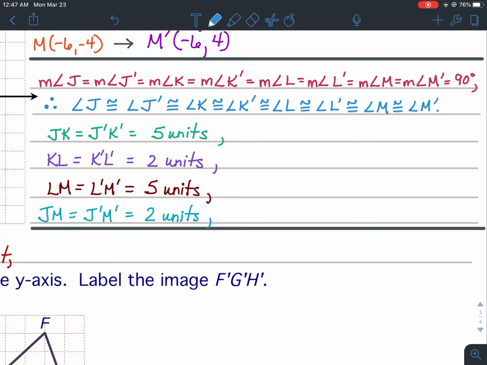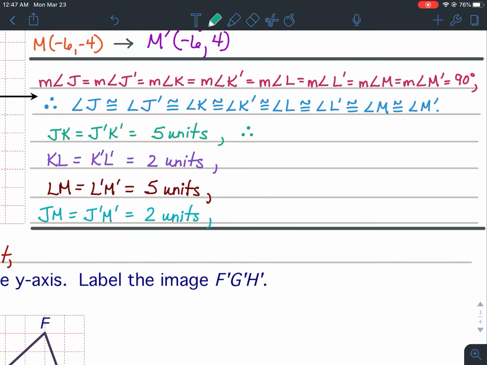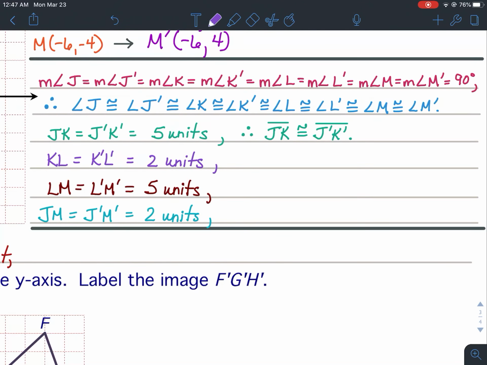Okay, so side JK, the length of JK equals the length of J prime, K prime, which equals 5 units. Therefore, JK is congruent to J prime, K prime. The length of KL equals the length of K prime, L prime, which equals 2 units. Therefore, KL, sorry, I'm going to make that L look a little bit better, is congruent to K prime, L prime.